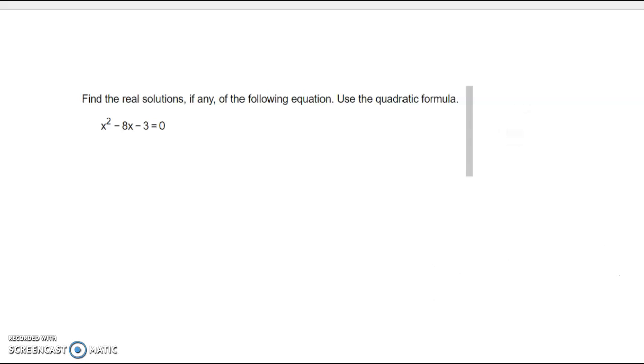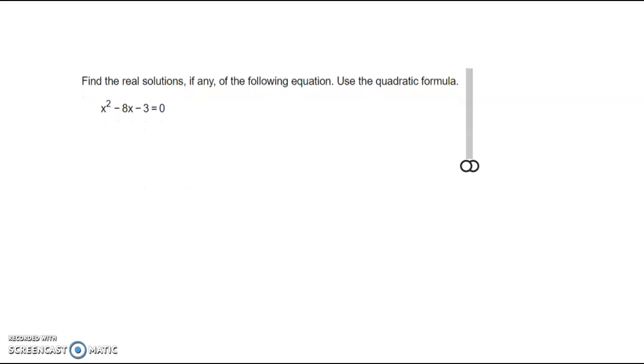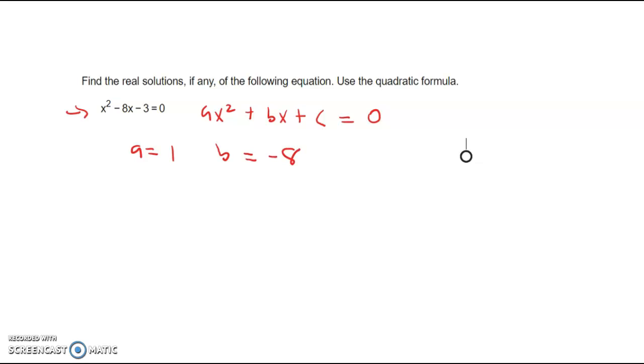To do that, you always want to compare the equation given to the general or standard quadratic equation. The coefficient of x squared is your A. So our A for this equation is 1. Our B, which is the coefficient of x, is -8. The C, which is the constant, is -3.